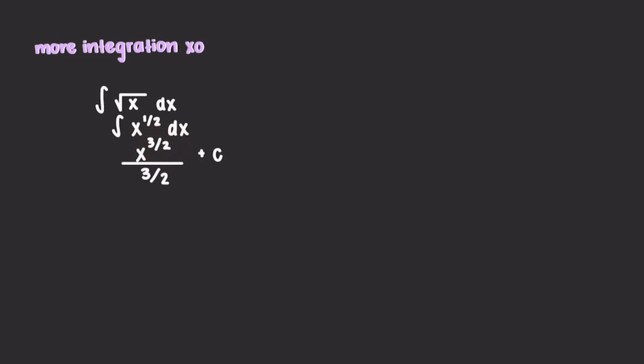So if we simplify this out a little bit, dividing by a fraction is the same as multiplying by the opposite. So multiplying by 2 over 3. So we're going to have 2/3 out front. Then this is going to be x to the 3 over 2 plus c.